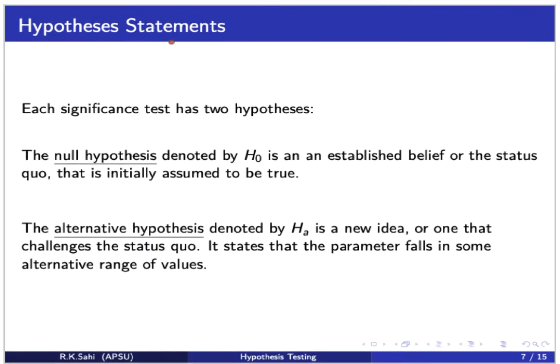Now, every significance test we make will have two hypotheses. The first is the null hypothesis. The null hypothesis is always assumed to be true, that this is the status quo. It is an established belief. Now, the alternative hypothesis, which we denote by HA, H sub A, is a new idea. It challenges the status quo. It states that the parameter falls in some alternative range of values. Okay, this is all words. Let me show some equations.